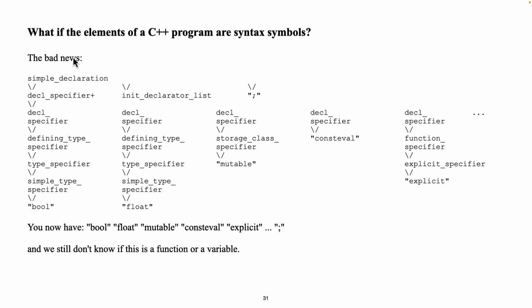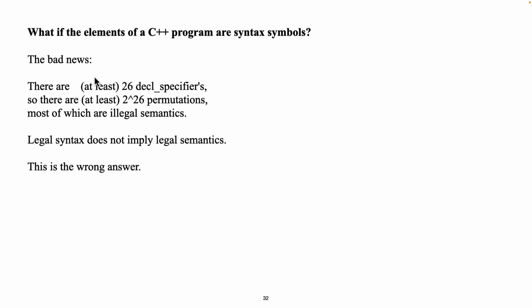The bad news is that a simple declaration could result in this series of reductions where the bottom terminal symbols are bool, float, mutable, consteval, explicit, ... with a terminal semicolon, and we have multiple problems with this. Number one, you can't be both bool and float. Number two, we still don't know if this is a function or a variable. And number three, simple declarations could be in namespace scope, class scope, compound statement scope. So this is really not the right answer.